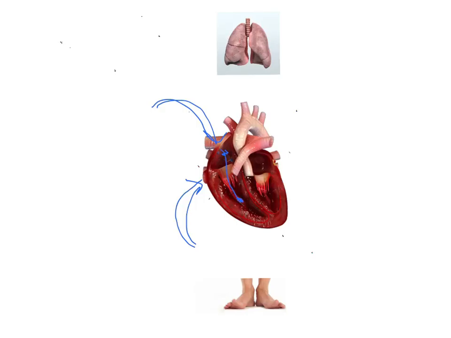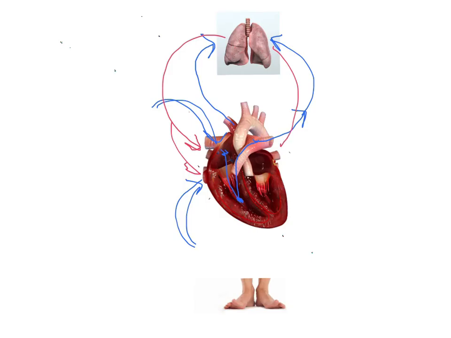From the right ventricle, blood is going to go up through the pulmonary arch and out the pulmonary arteries. When blood goes out the pulmonary arteries, it goes to the lungs. At that point, it picks up oxygen and drops off carbon dioxide, comes back in to the heart through the pulmonary veins, comes into the left atrium, goes down to the left ventricle.